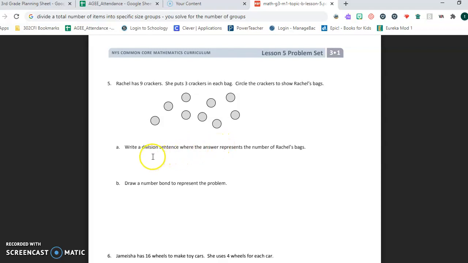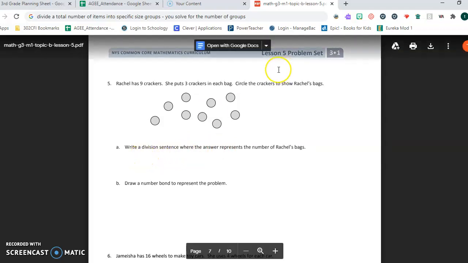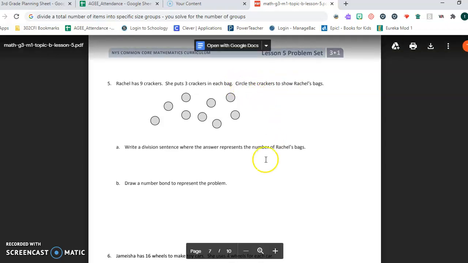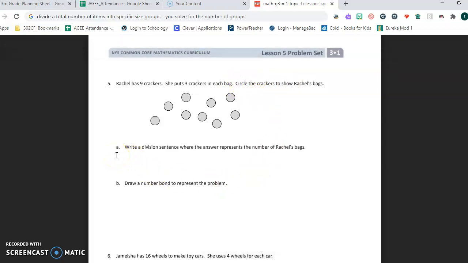And then your second job here, even though there's not an A here, they do give you an instruction. Circle the crackers to show Rachel's bags. That is a verb. They're telling you to do this. Circle the crackers. Next, for 5A, they're asking you to write. Okay, so your answer for this is going to be write. Write a division sentence where the answer represents the number of Rachel's bags. So you're going to start with the whole.